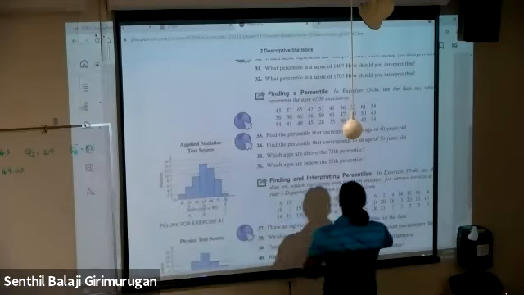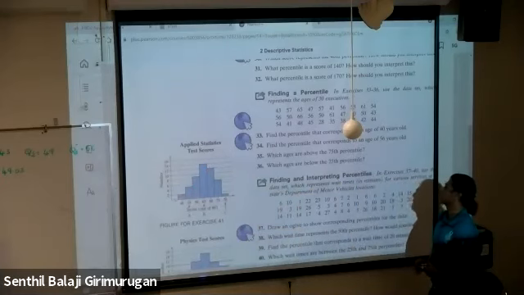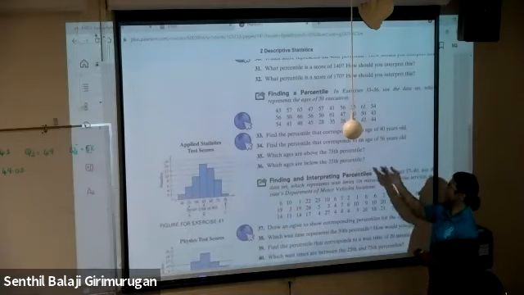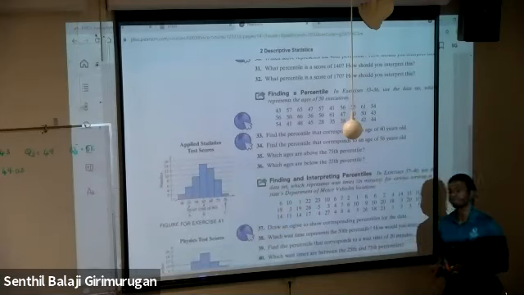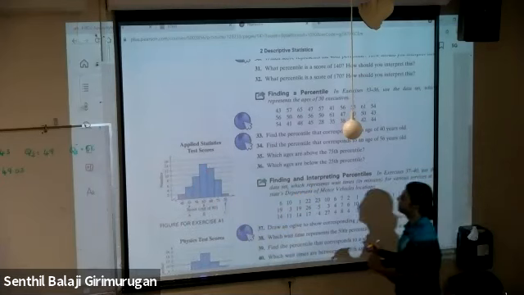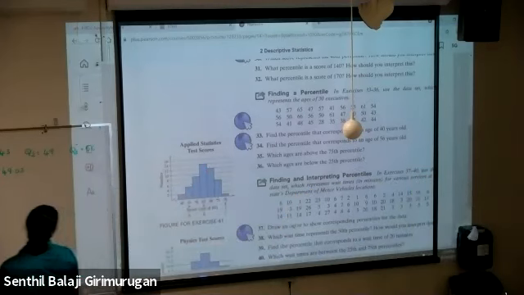Let's go on to these two first, then we can move on to 33 and 34. Which ages are above the 75th percentile? Anything above 56. Okay, great.